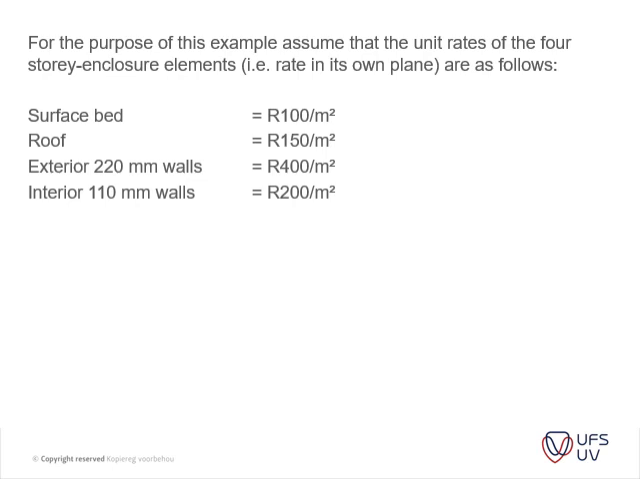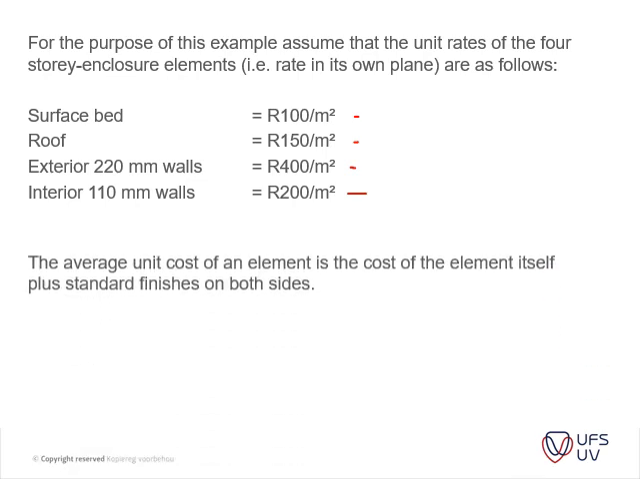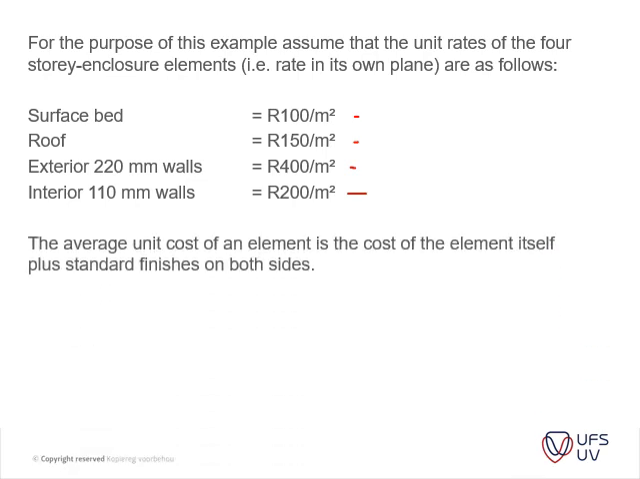So we've got the surface bed, which is 100 Rand per square meter. We've got the roof area, which is 150 Rand per square meter, and we've got the exterior walls, which is 400 Rand per square meter. And then we've got the interior walls, which is 200 Rand per square meter. Okay, so thus the average unit rate of an element is the cost of the element itself plus the standard finishes on both sides. What that basically means is that the finishes are included in the rates above.